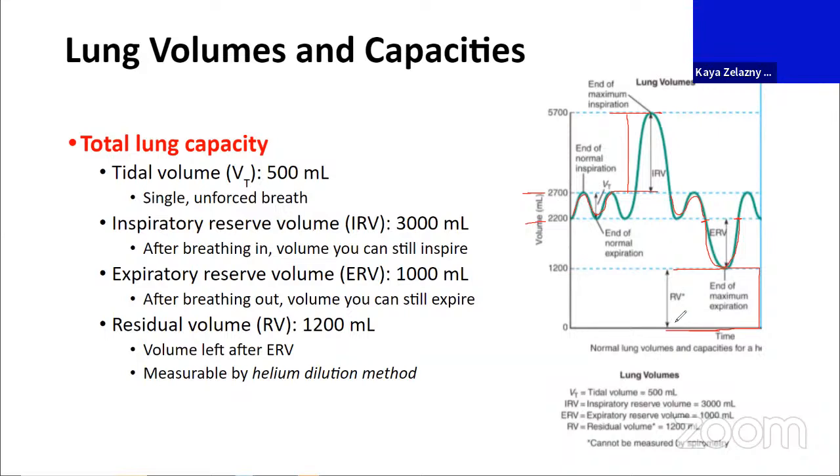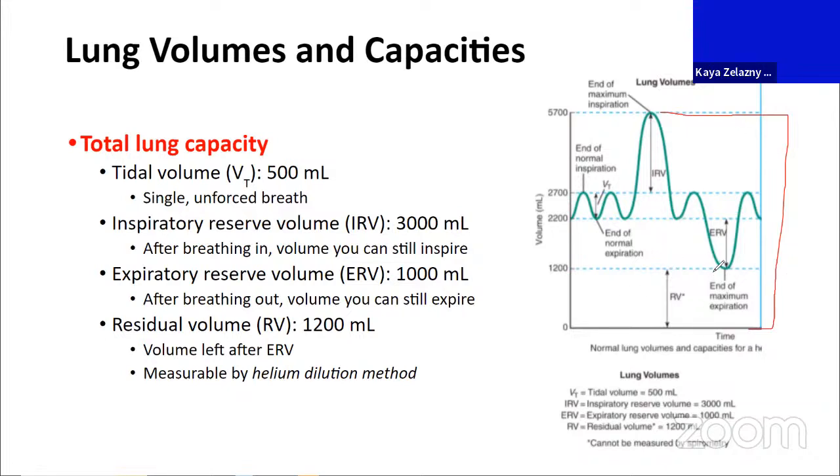So that residual volume is about 1,200 milliliters. It's left even after the end of your maximum respiration. And if you wanted to measure it, you could use helium to dilute the air and do some calculations to figure out how much of it was left in the lung, even as you're moving the air. Okay, so those give us the total capacity of the lung, all the air.